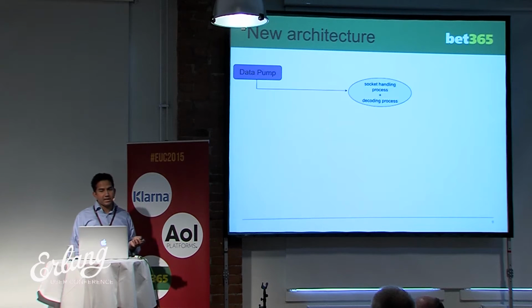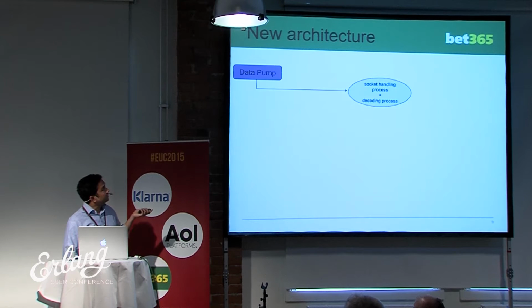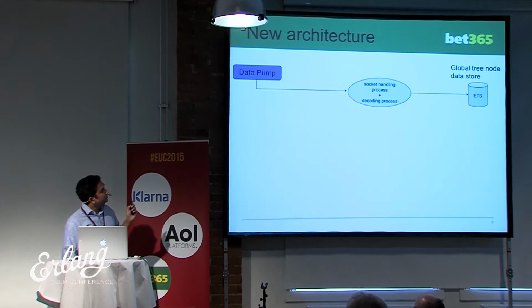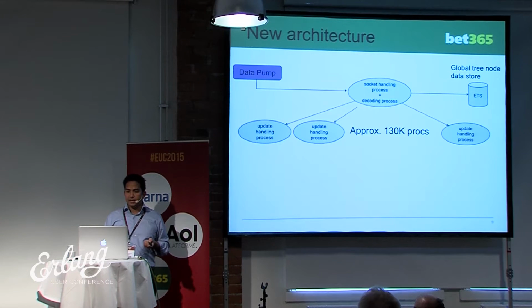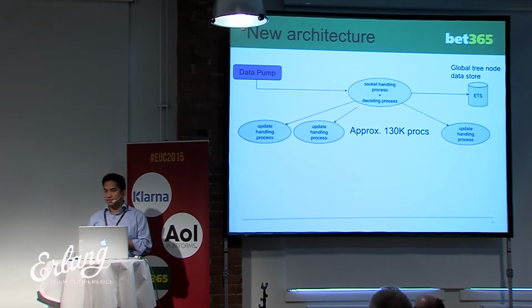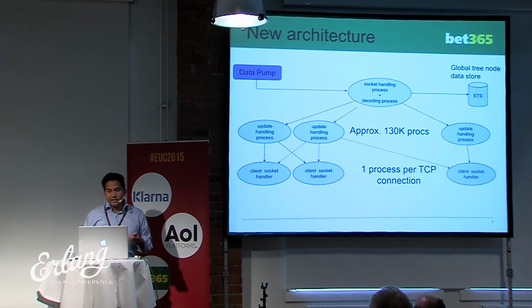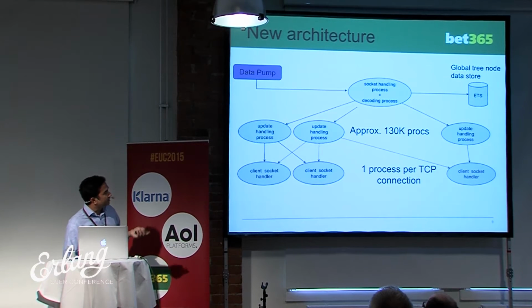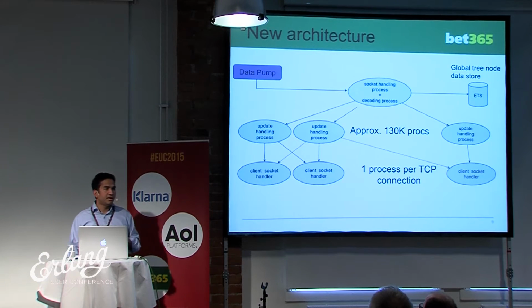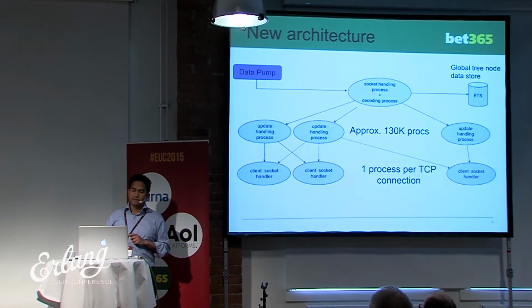So it looks a bit like this now. The first attempt was we had a process taking messages off the socket, decoding it, updating global state because we need that, and spawns 130,000 processes. And then we have one process per TCP connection from the client. Typically our clients use TCP connections if it's a Flash client, but if it's web-based plain HTML clients, then they use HTTP.